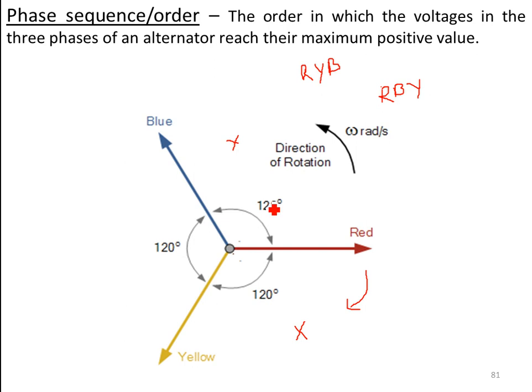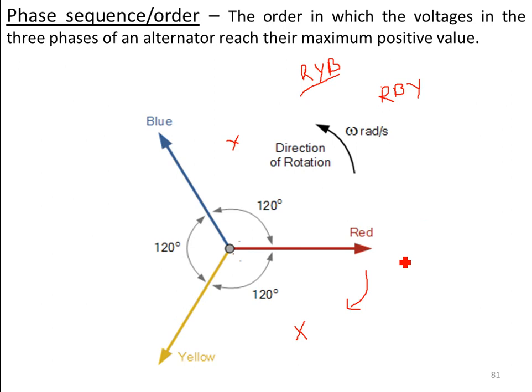So phase sequence is basically the order in which the voltage in the three phases of an alternator reaches the maximum positive value. Suppose I am considering a point X here, and if I am rotating in the clockwise direction, which will come first? Red will come first, then yellow, then blue. Then in this case, RYB is the phase sequence. Now, if I am interchanging the phases like R, B and Y, then if you need to get that phase sequence, you take the point X here and rotate the phasor diagram in the clockwise direction. Then you will get red. After 120 degree, you will get blue. Then after 120 degree, you will get yellow phase.